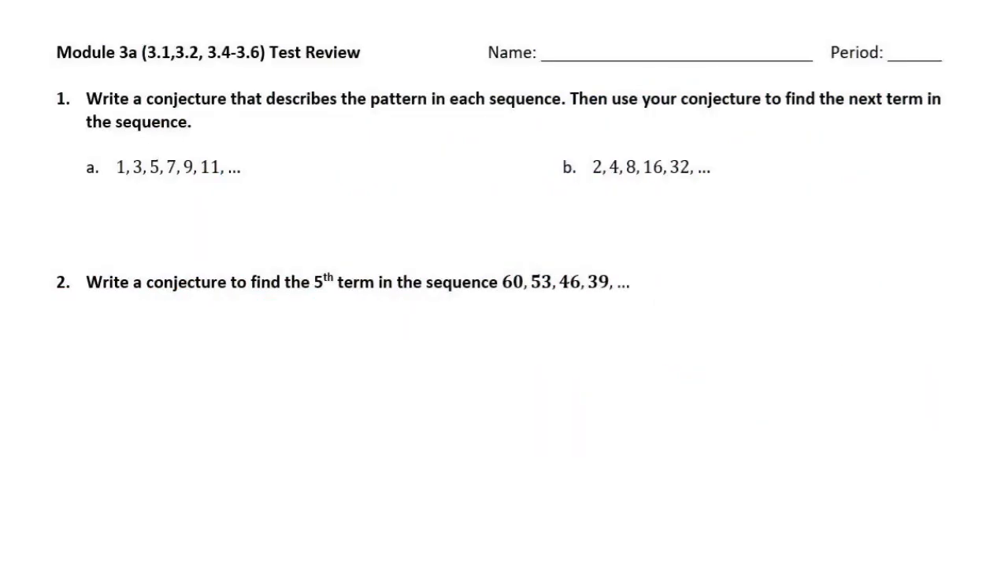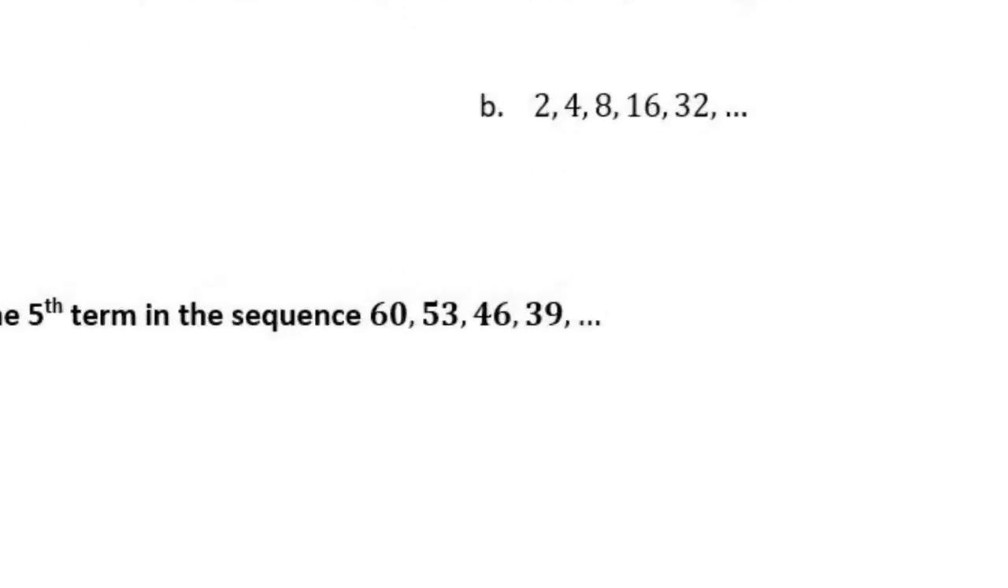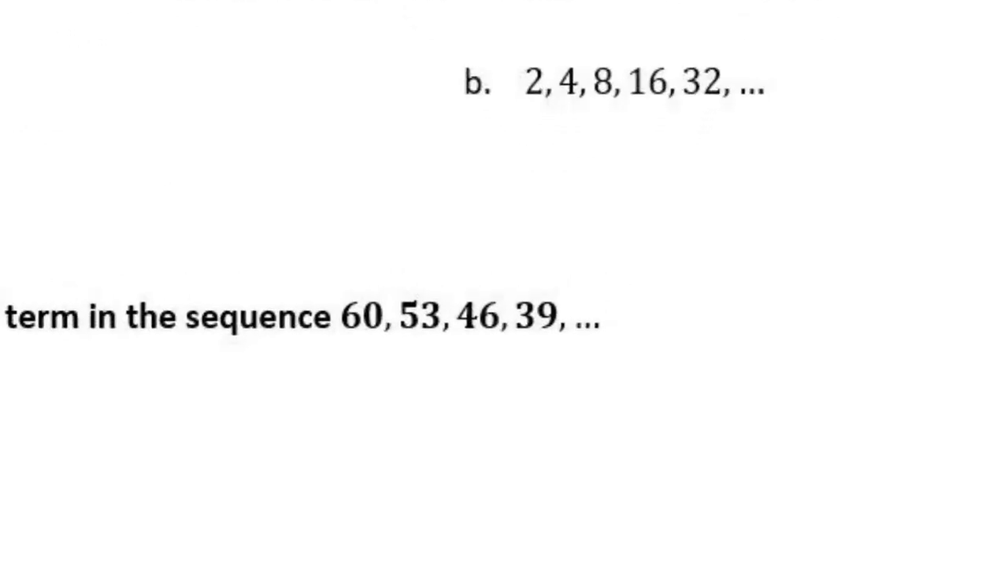Number 2, write a conjecture to find the 5th term in the sequence. A conjecture is a way of putting into words the pattern that we found, so someone could use that pattern to keep going. So how do you go from 60 to 53 and from 53 to 46 and from 46 to 39? Going down by 7 each time.